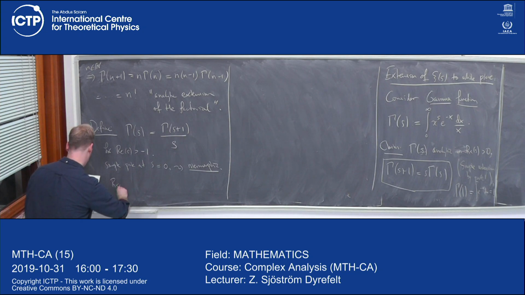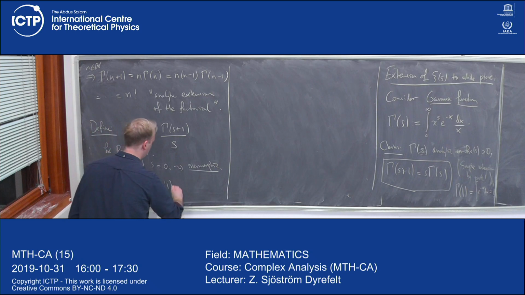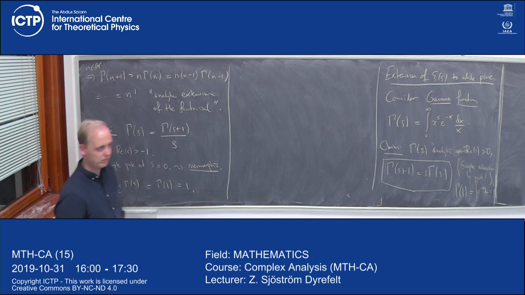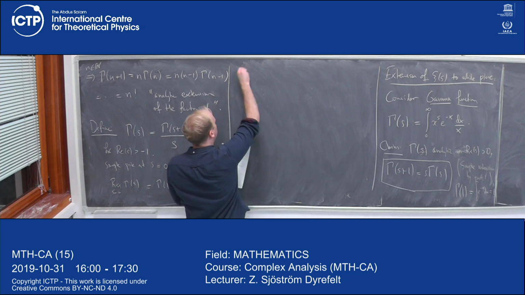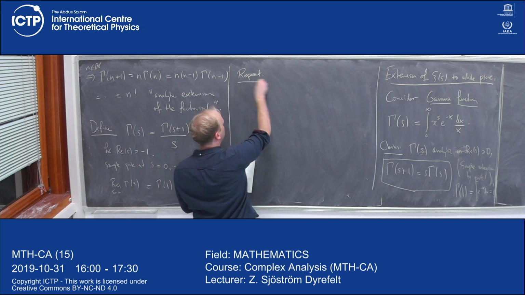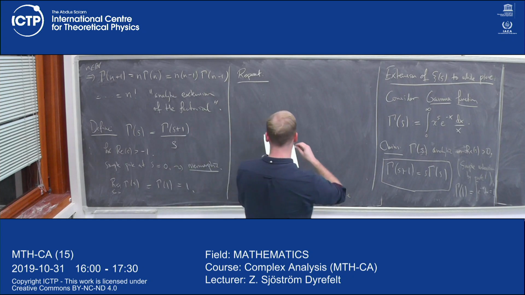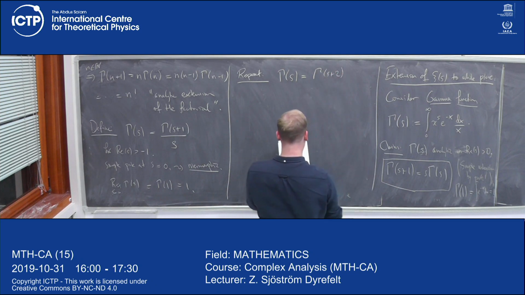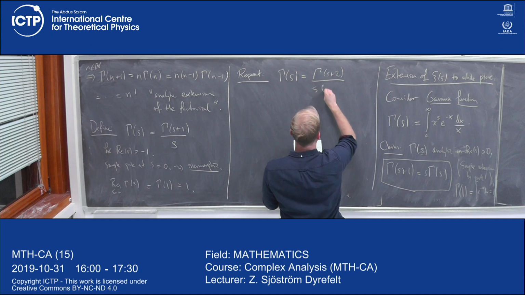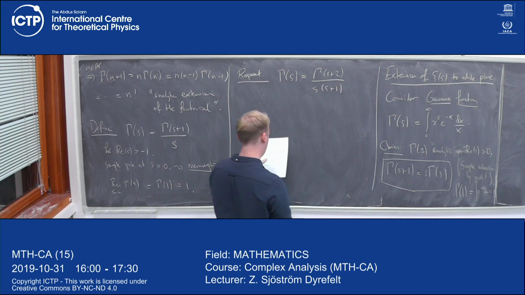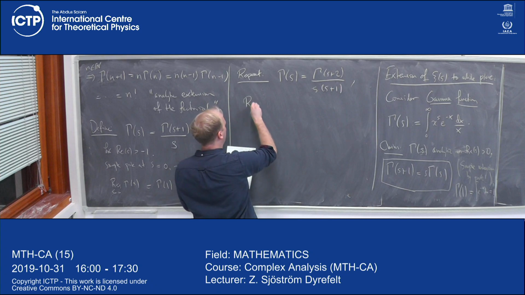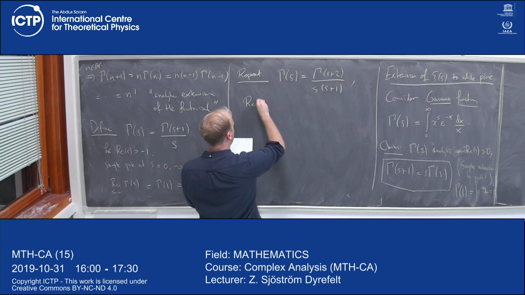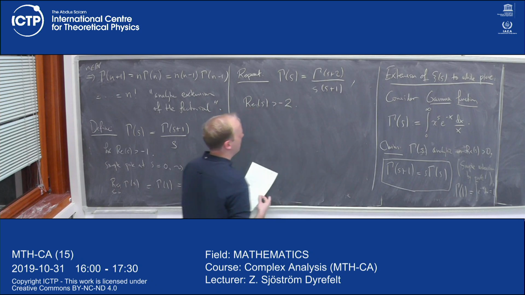So the residue at s equals 0 of gamma of s is equal to gamma of 1, which is equal to 1. You can check this if you want. Then you repeat the process. And once you repeat, you get that gamma of s is equal to gamma of s plus 2 divided by s times s plus 1. And this is now okay when the real part of s is greater than minus 2.